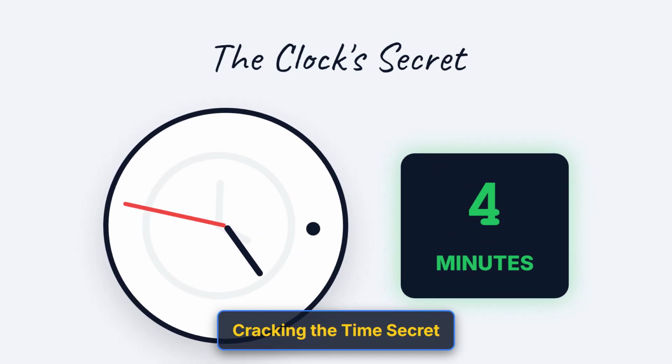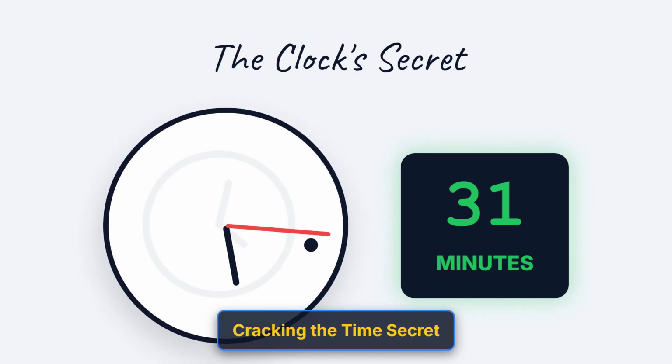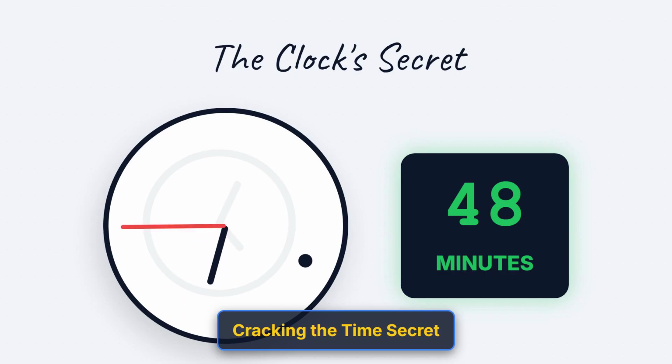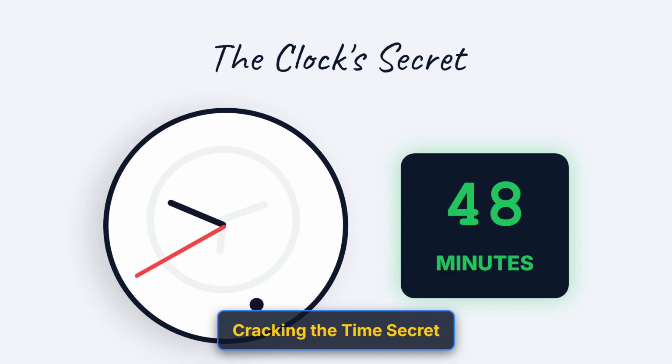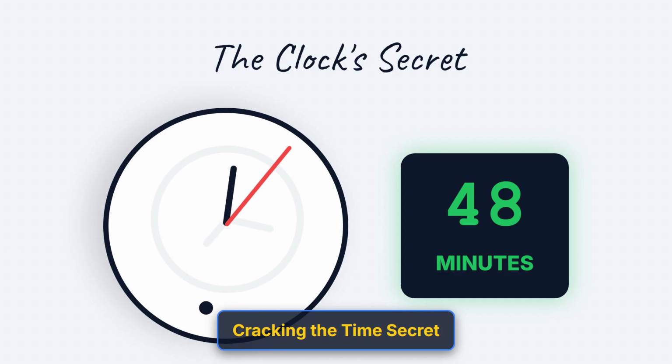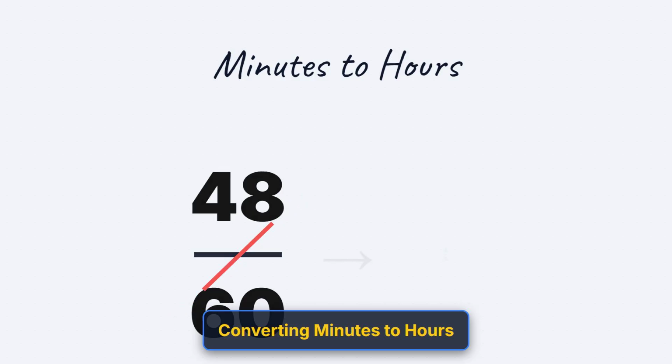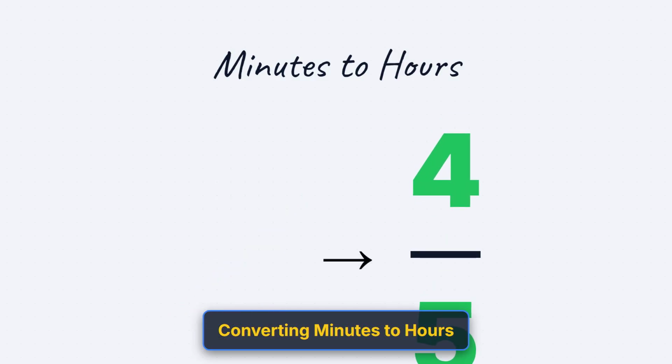But wait, what is the total time? The clock says he left at 16:42 and arrived at 17:30. Let's count the minutes between them. From 1642 to 1700 hours is 18 minutes. Add the 30 minutes past 1700 hours, and we find the total time taken is 48 minutes. Because our speeds are given in kilometers per hour, we must convert our 48 minutes into hours. Since an hour has 60 minutes, 48 divided by 60 simplifies down perfectly to 4/5 of an hour.